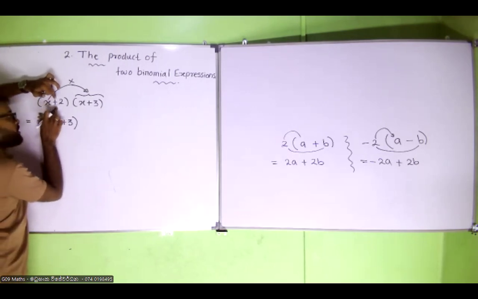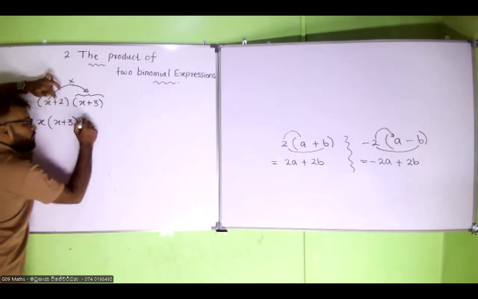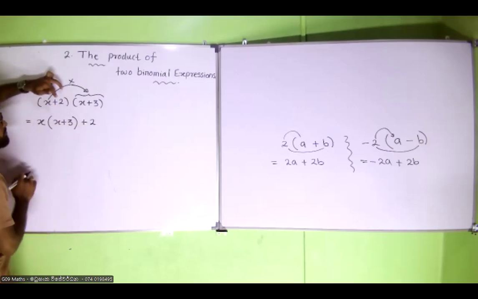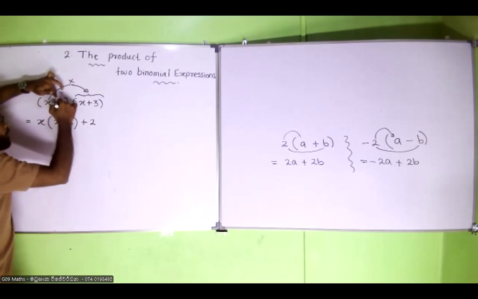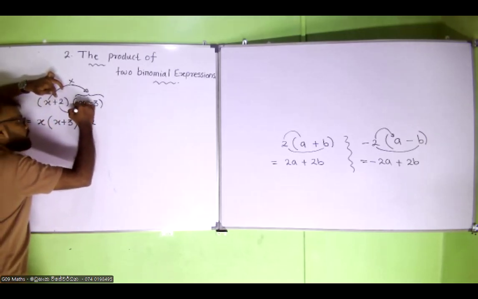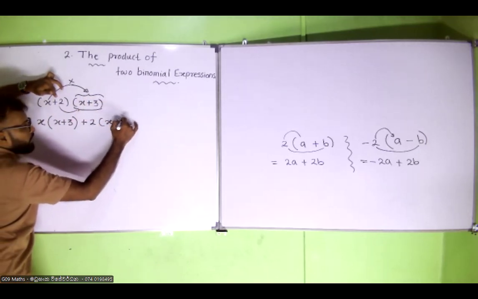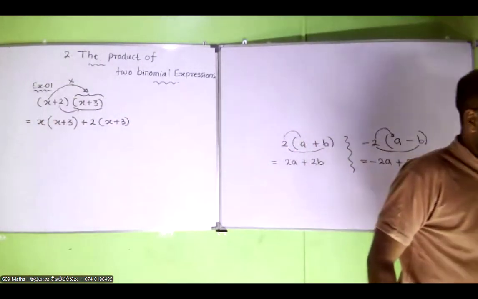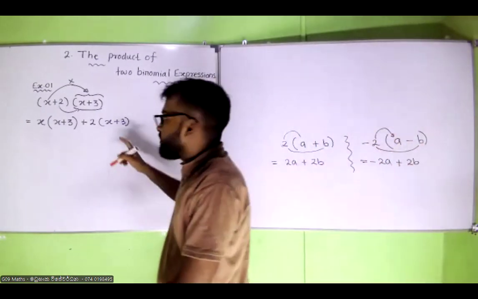And then I have positive 2 here. I am going to write positive 2 here, this positive 2, into the whole thing, x plus 3. Correct? So now try to understand the pattern. Some of you already know. I think DM had sent me the answer for this one.